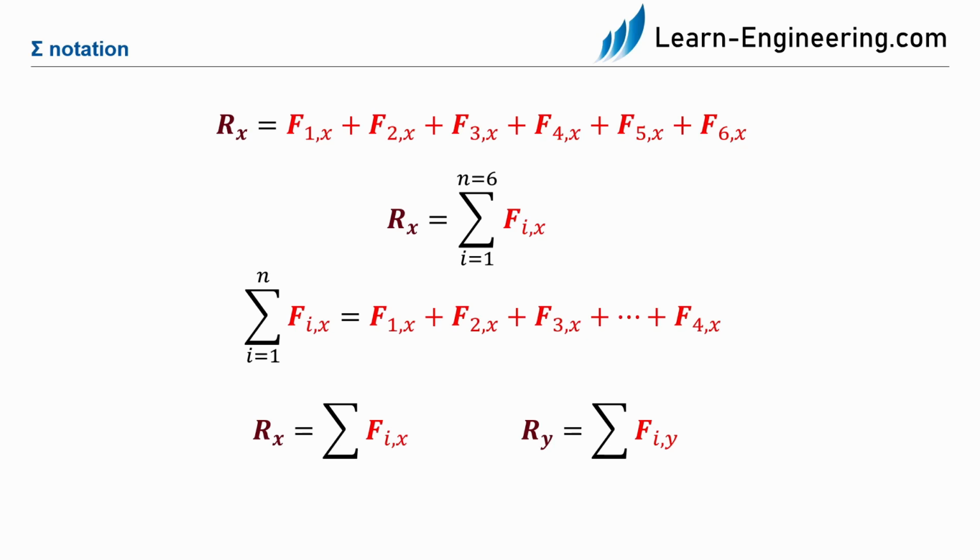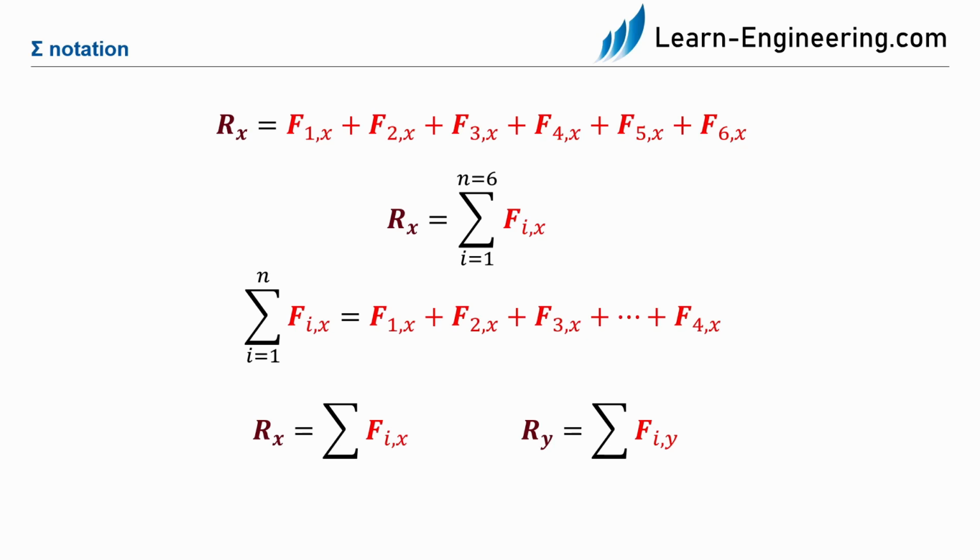Now we assume a system in which 6 different forces act. We want to determine the resulting force. For this purpose, we first calculate the x component of the resultant force. This can be written down as Rx equals F1x plus F2x plus F3x plus F4x plus F5x plus F6x. To abbreviate the whole thing, there is the sum sign, which is represented by the large Greek letter sigma.